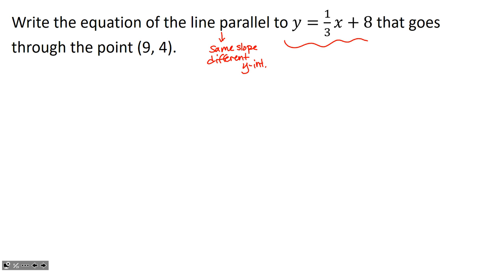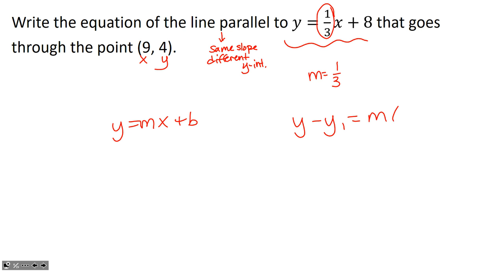y-intercepts. So the slope of this line here, y equals mx plus b, is 1/3. So I'm going to take that 1/3 and I'm going to take this point x comma y and I can plug in to y equals mx plus b. Really, you could also plug into y minus y1 equals m times x minus x1, although I think most of you guys use the y equals mx plus b, so I'm going to go with that.